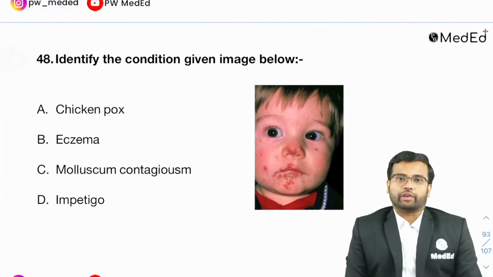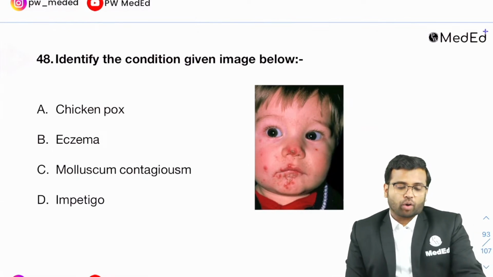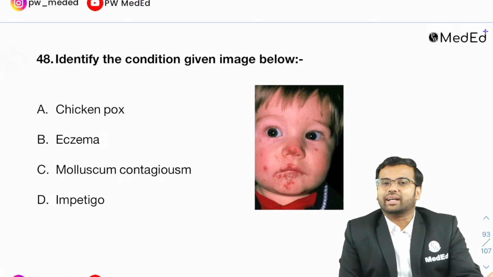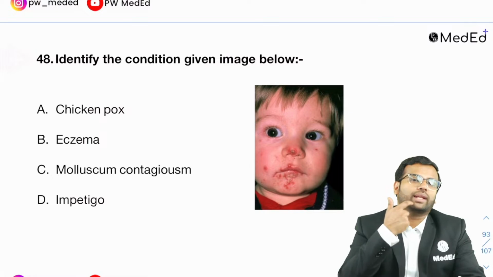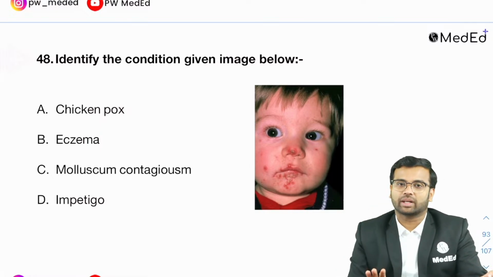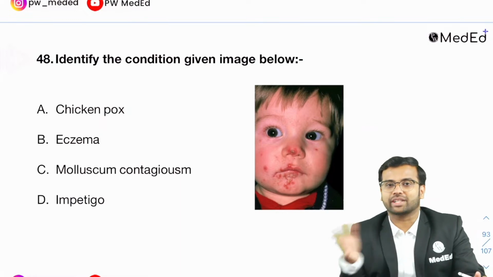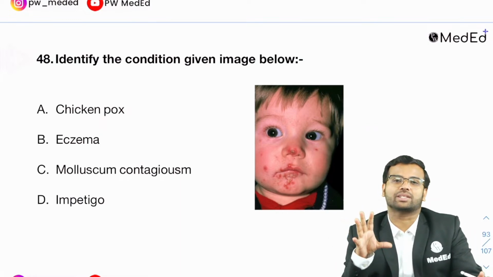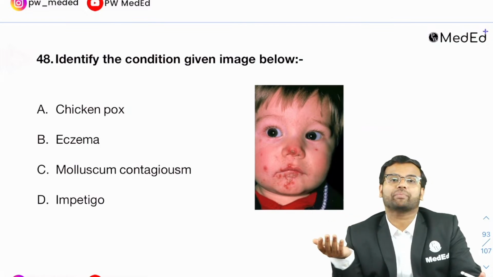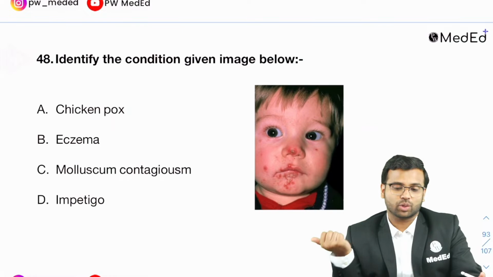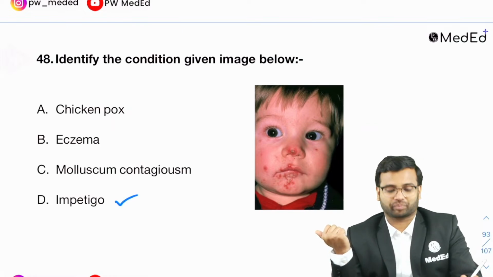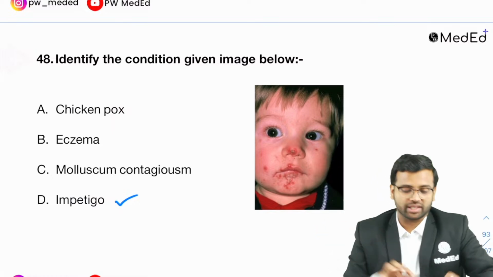Identify the condition given below. Chickenpox, eczema, molluscum contagiosum, impetigo. See, earlier we have seen something around the lips area. So this image is also something similar. So I have told you what are the differential diagnoses when you see some crusted lesions. It can be either herpes simplex virus or it can be impetigo, isn't it? So here the right answer would be impetigo.